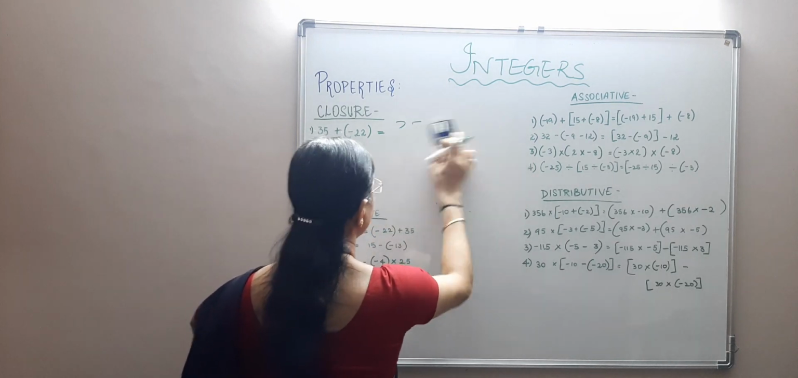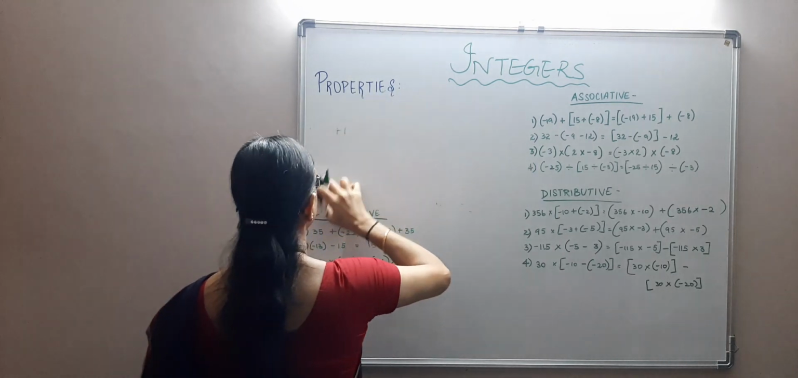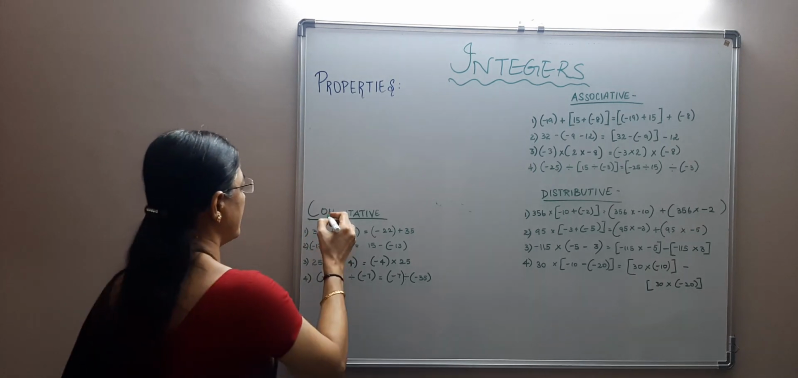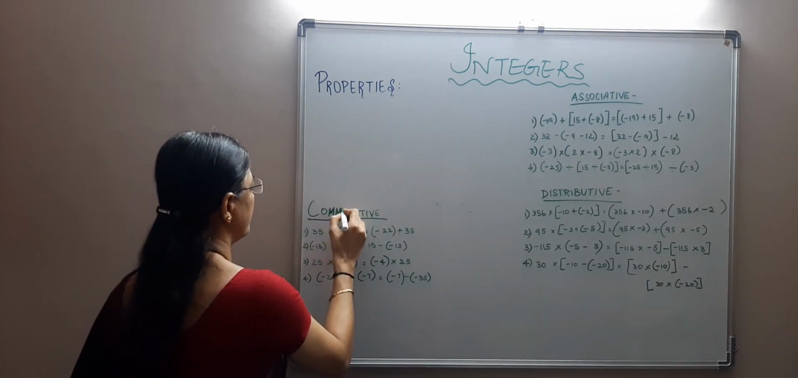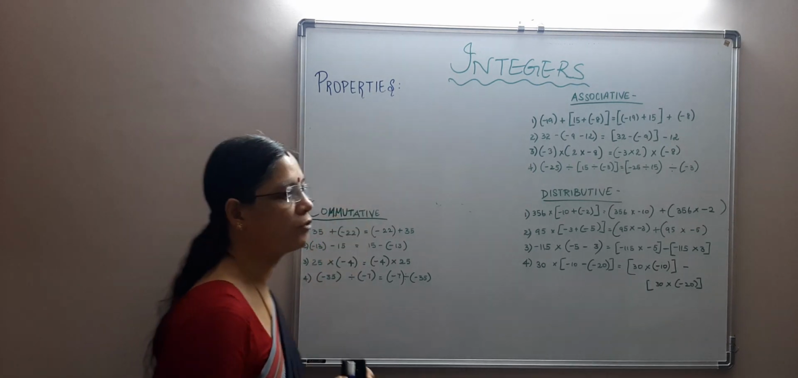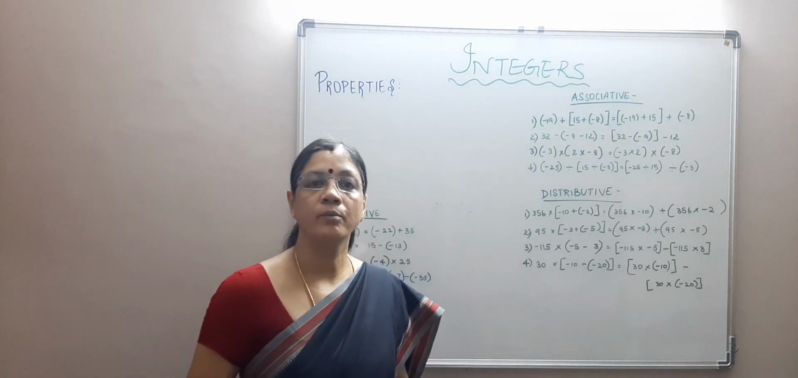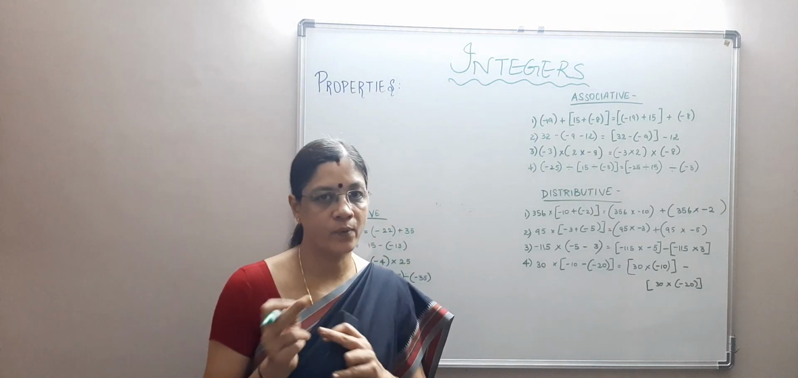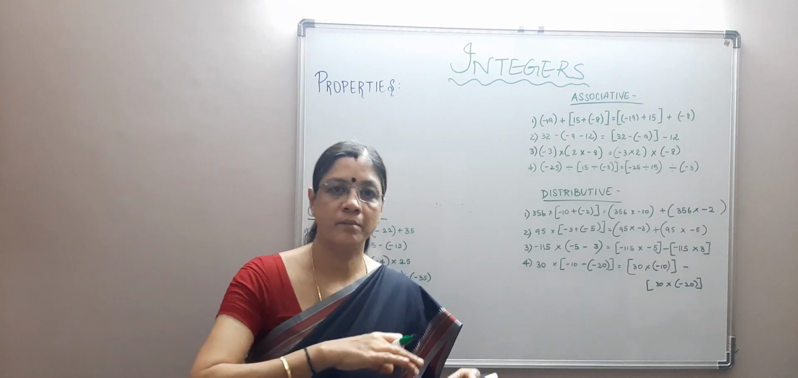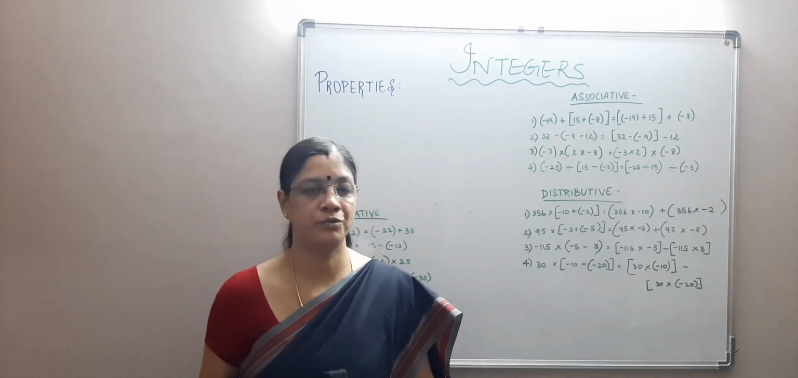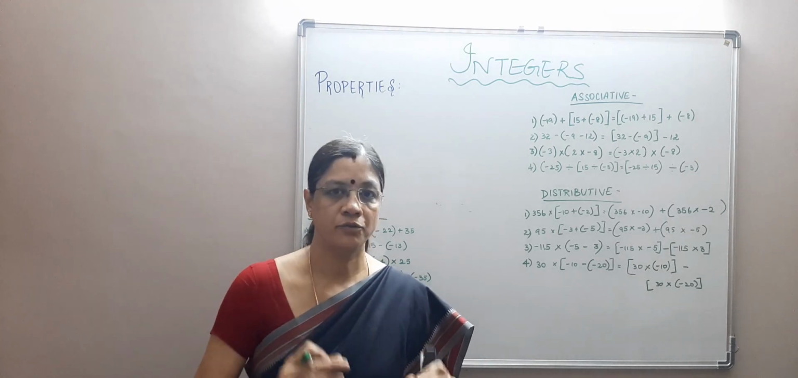Now the next property in line is the commutative property. So we know what we mean by commutative property. We have done it for natural numbers and whole numbers too. What do you mean by commutative? That is, when we swap the places, when the first number goes to the second place and the second number goes to the first place, the answer should be the same.